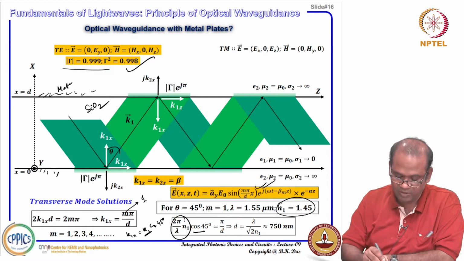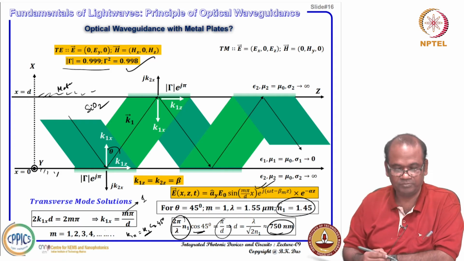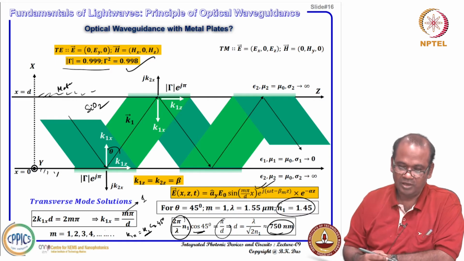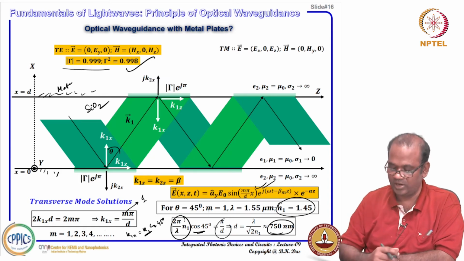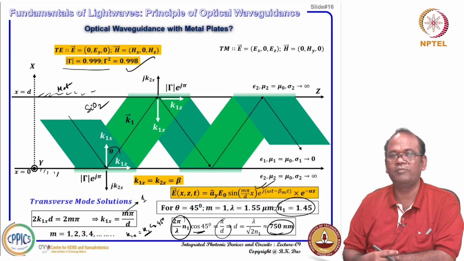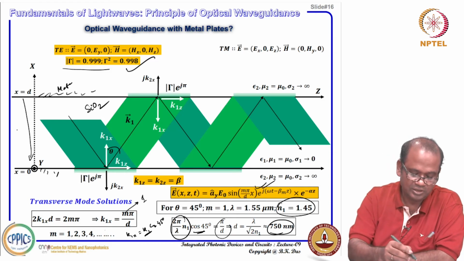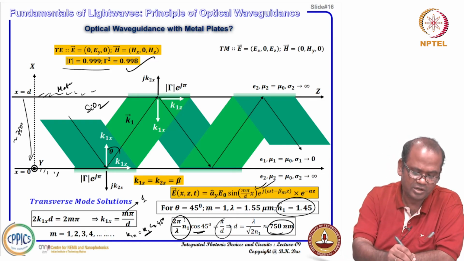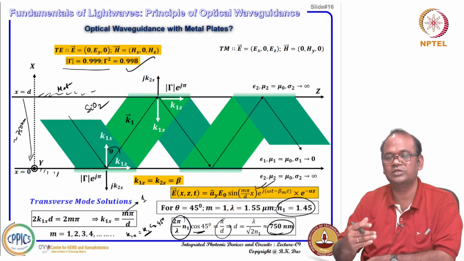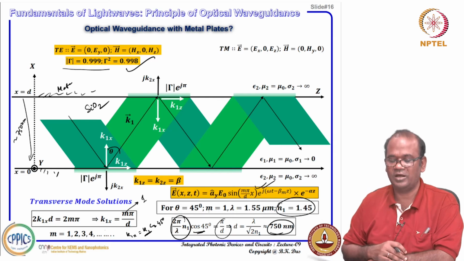That k1x, if m equal to 1 you are putting, will be pi by d. So, k1x means 2 pi by lambda n1 cos 45 degree equals m equal to 1, pi by d. You put in the values of lambda and n1 cos 45 degree, then the d value comes to 750 nanometer. So, if you are interested in using an optical waveguide, a metal optical waveguide, the thickness of the waveguide should be on the order of 1 micron or 750 nanometer depending on the wavelength. For the fundamental mode, if you are just confining in that direction, 750 nanometer.